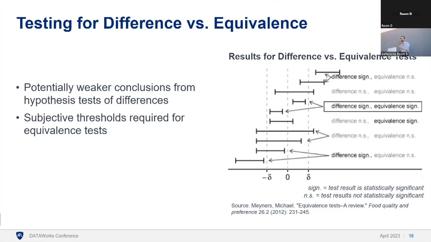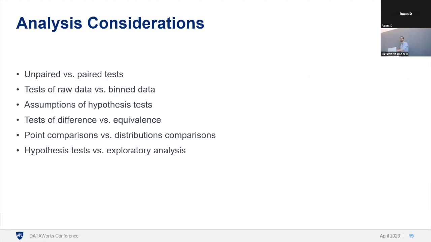There's pros and cons to both of these, and I'm going to be going through examples of them in a minute. Okay, so given all these considerations, options include paired values versus unpaired values, raw values versus binned values. We'll look at comparing individual points. We can compare distributions of points. So in the next few slides, we're going to focus on comparing with hypothesis tests.